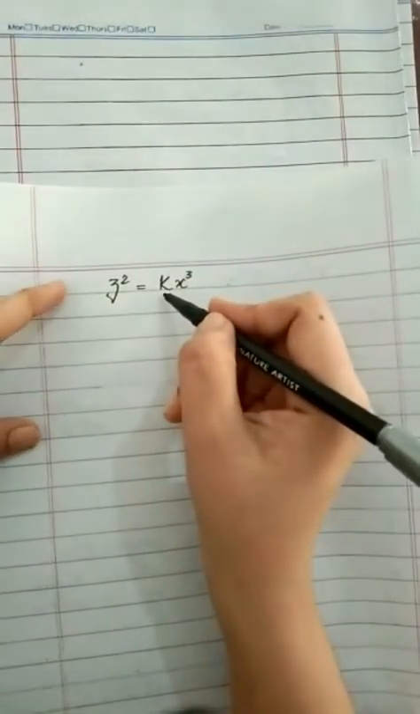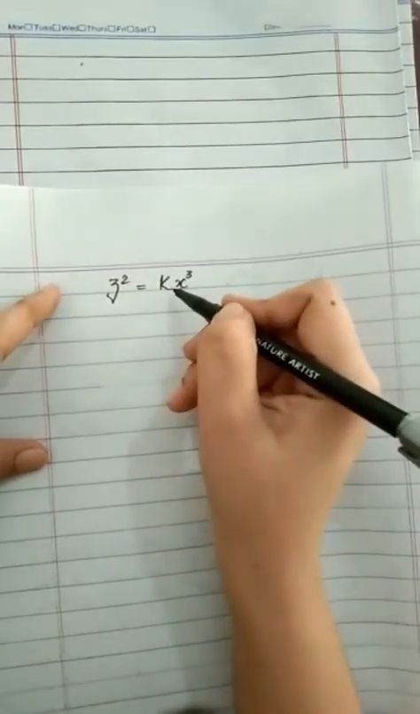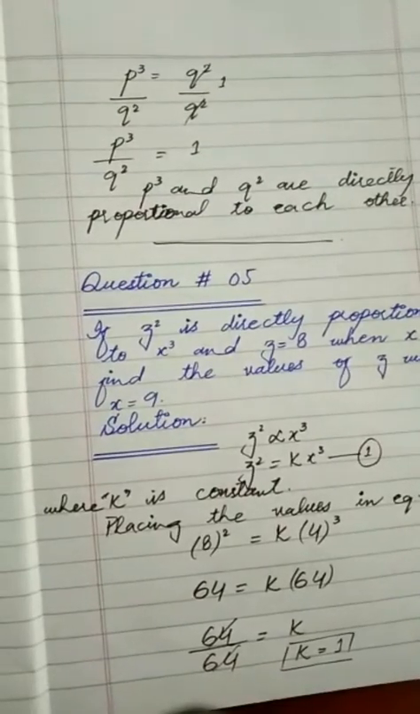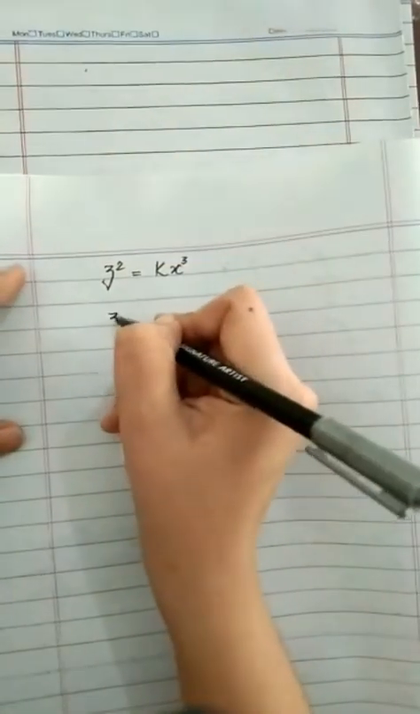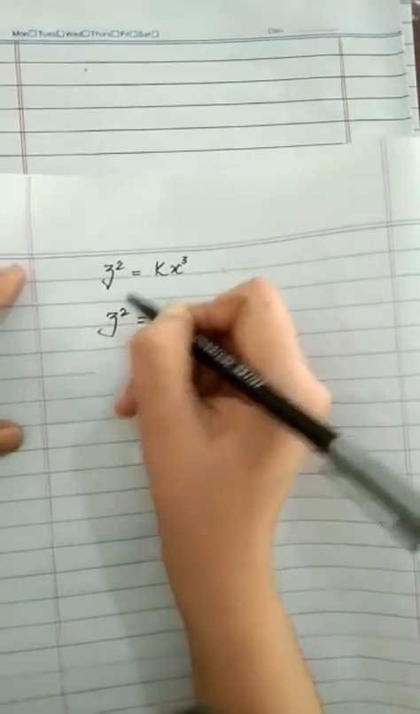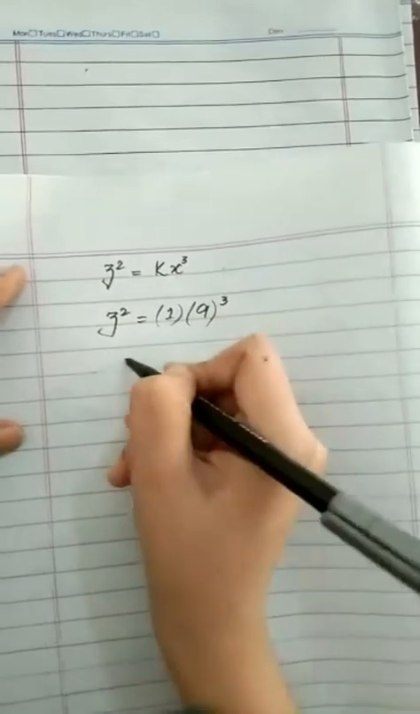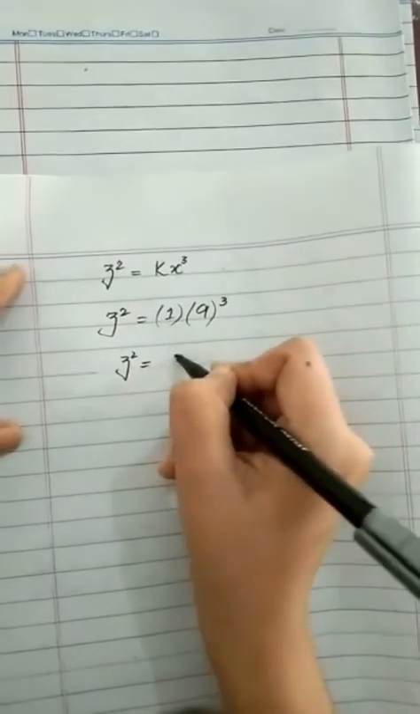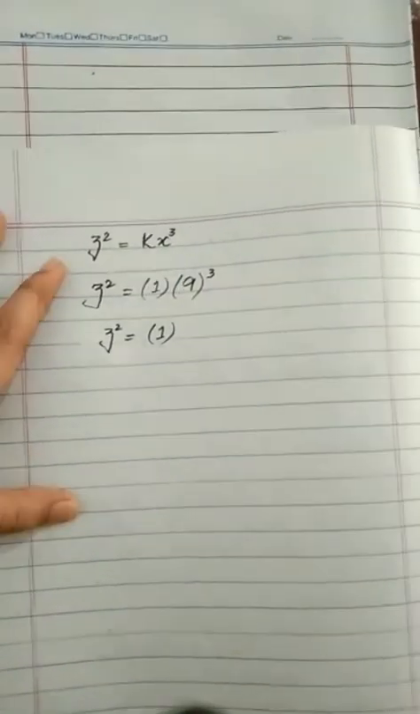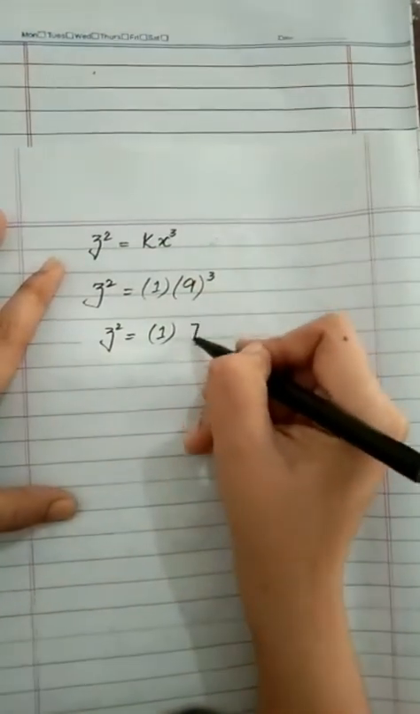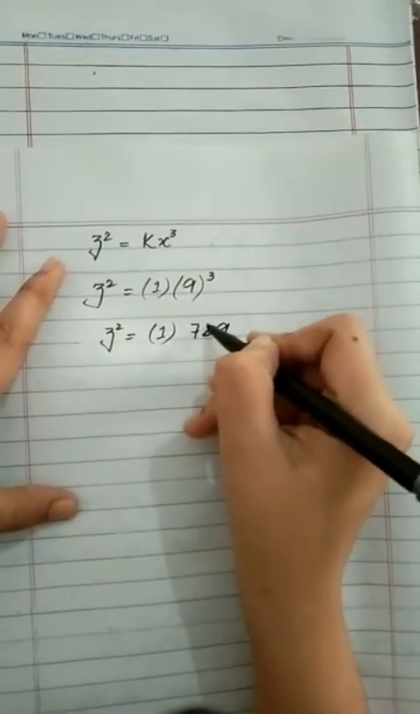Our general equation is z square is equal to k x cube. K value we have. Now we will place the k value and the given x value, and we can find the z value which is required. As k is 1, z square as it is because we have to find the z value. K is 1 placed, x is 9, it's 9 cube. 9 cube is 9 multiplied 3 times. Now it will be 729 after multiplying.